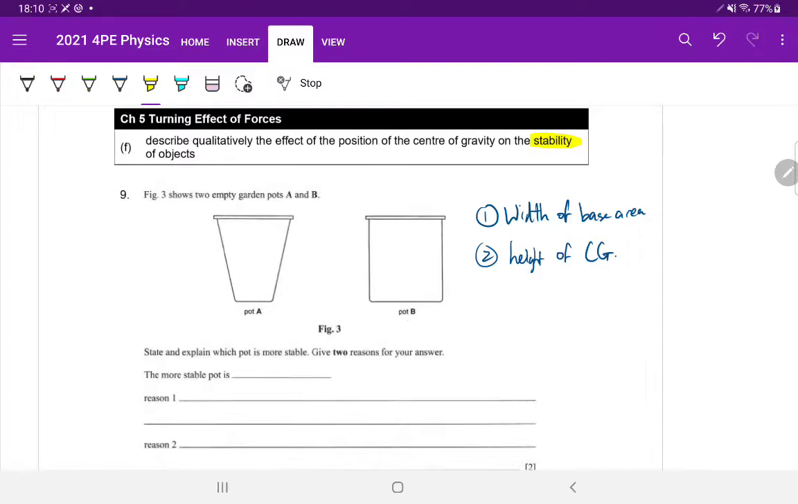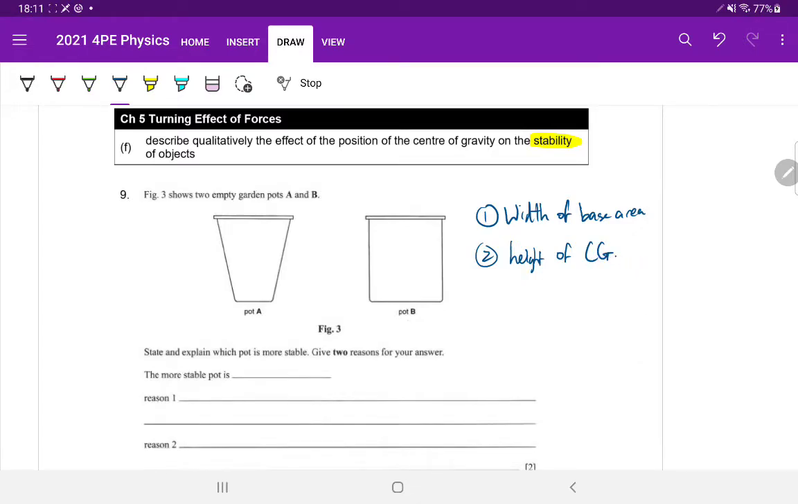So we're talking about stability. What is stability? Basically, when you displace the object, stability refers to its ability to return to its original position. So when you push the object to its side, will it come back to its original position or will it topple over? There are always only two factors when we consider stability to do with moment: the width of the base area and the height of the center of gravity.